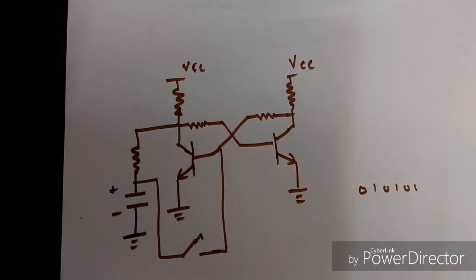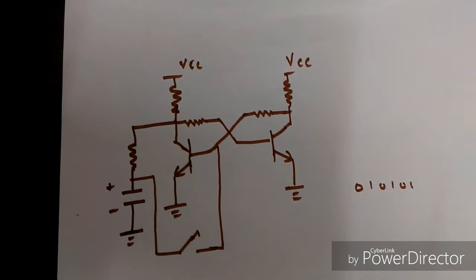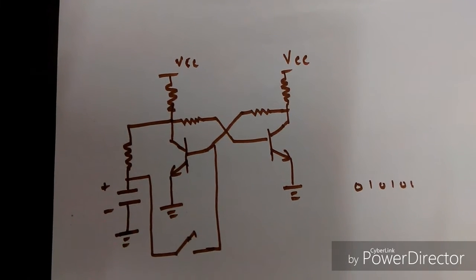Hello guys, in this video I'm going to tell you about toggle flip-flop. Toggle means to switch from one setting to another setting. These circuits hold only two settings, 0 or 1, on or off.